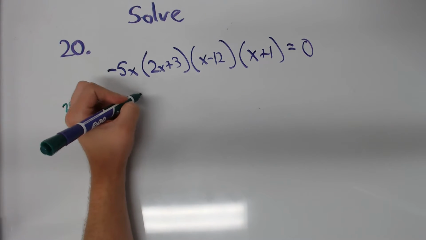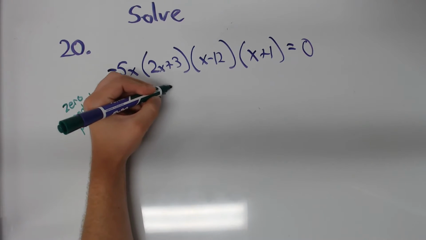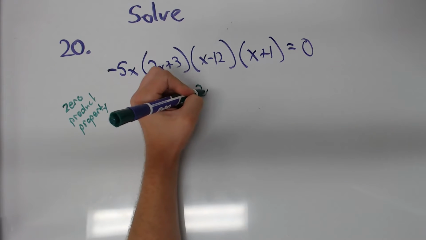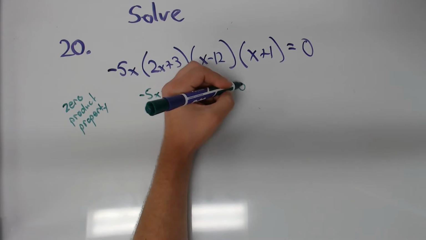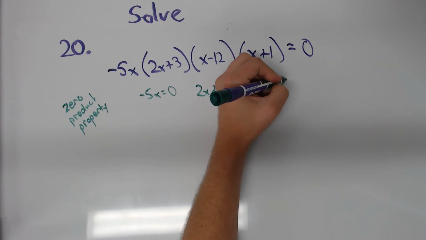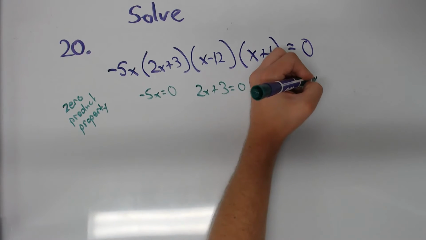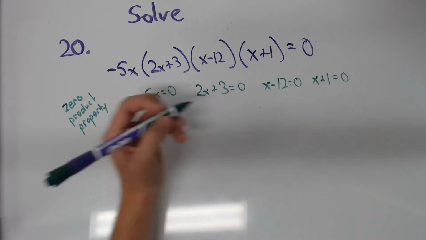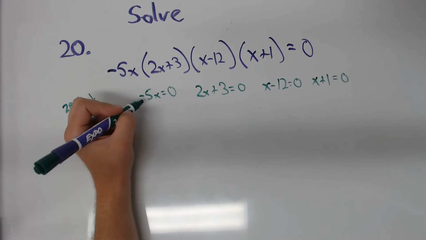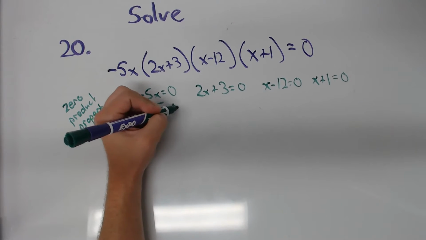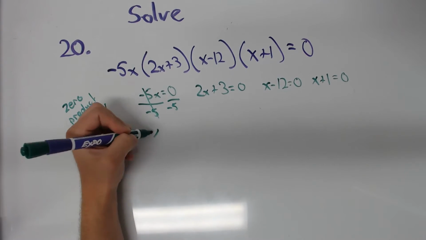So I'm going to take each term. Negative 5x equals 0. 2x plus 3 equals 0. X minus 12 equals 0. And x plus 1 equals 0. And then each of these I just solve using algebra steps. Divide by negative 5. X equals 0.